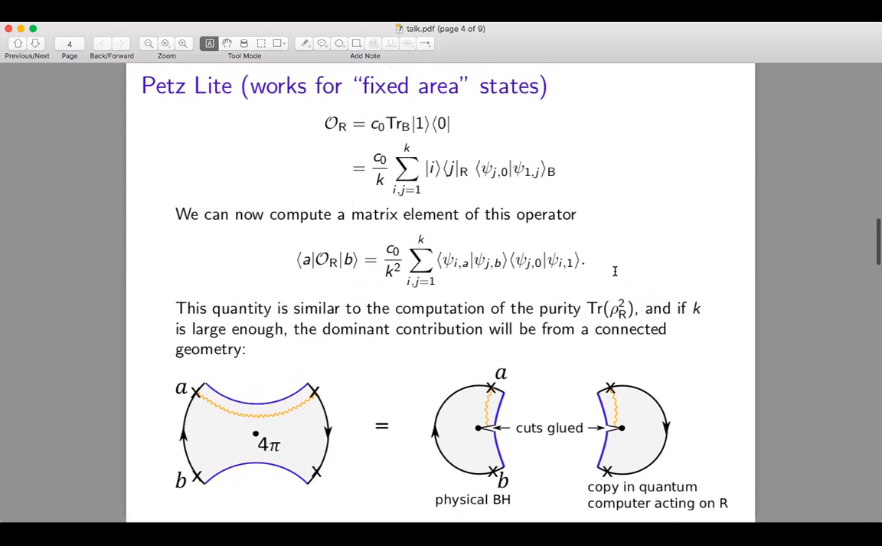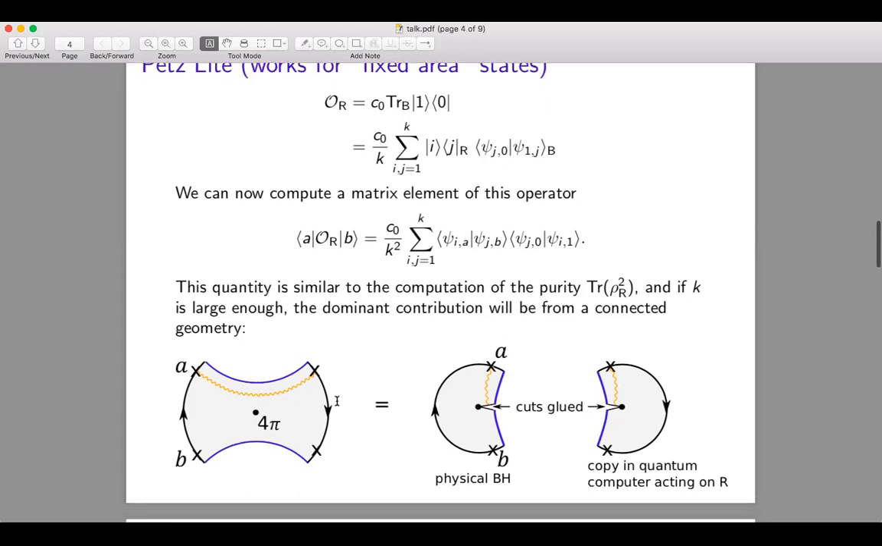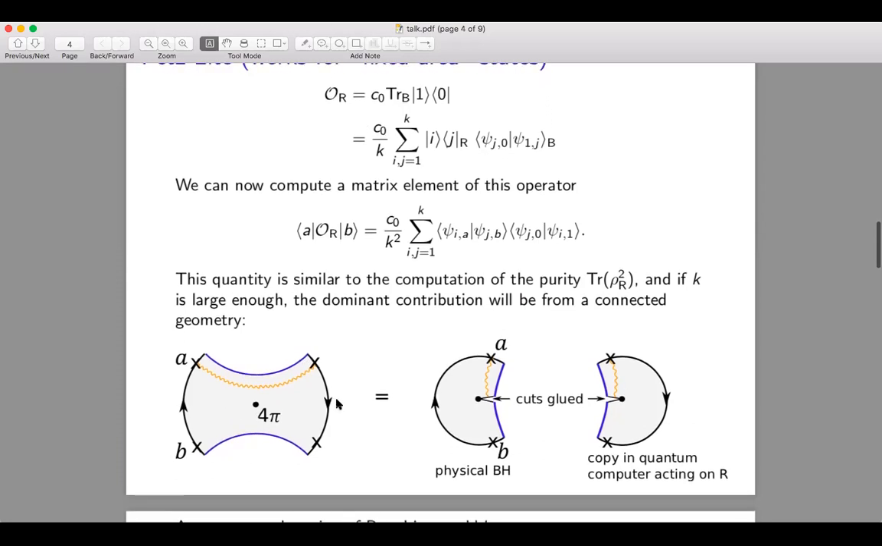And in the case where K is very large, much larger than e to the s, so that's in the region where the connected geometry dominates, then the computation of this matrix element will be given by a geometry that's shown down here on the left. So it will be a connected geometry. And I apologize for this because this fixed area state thing is kind of annoying, and it's just the way it is.